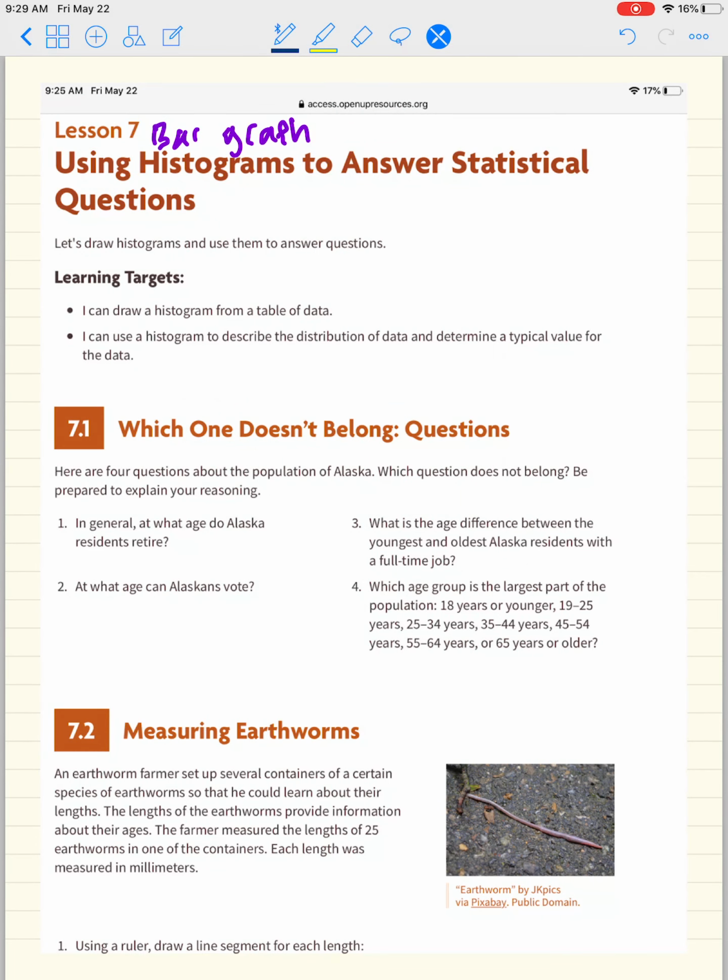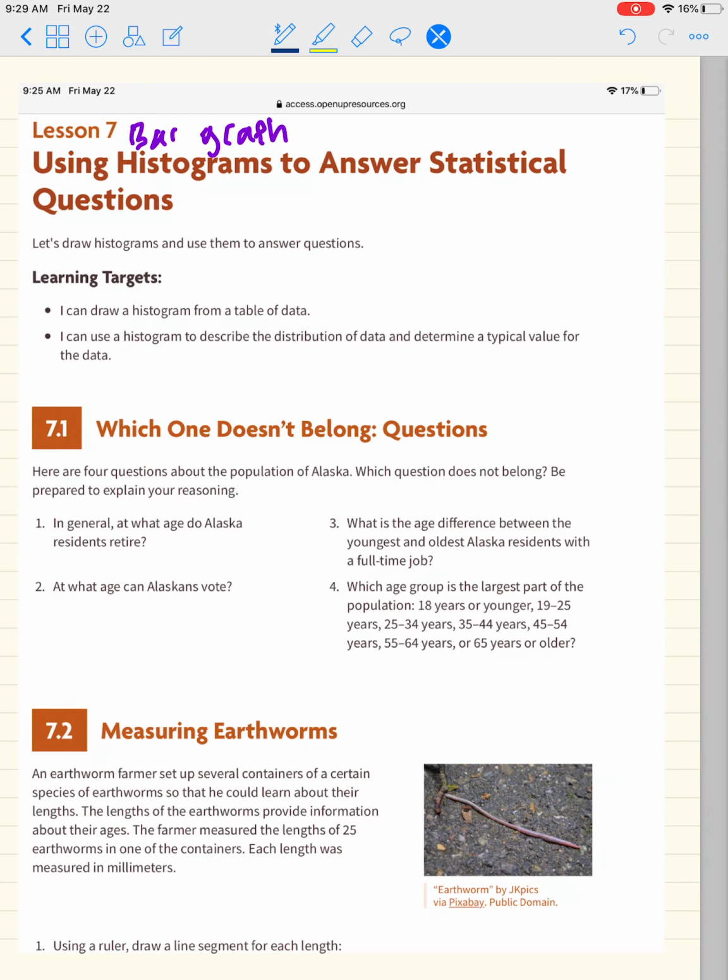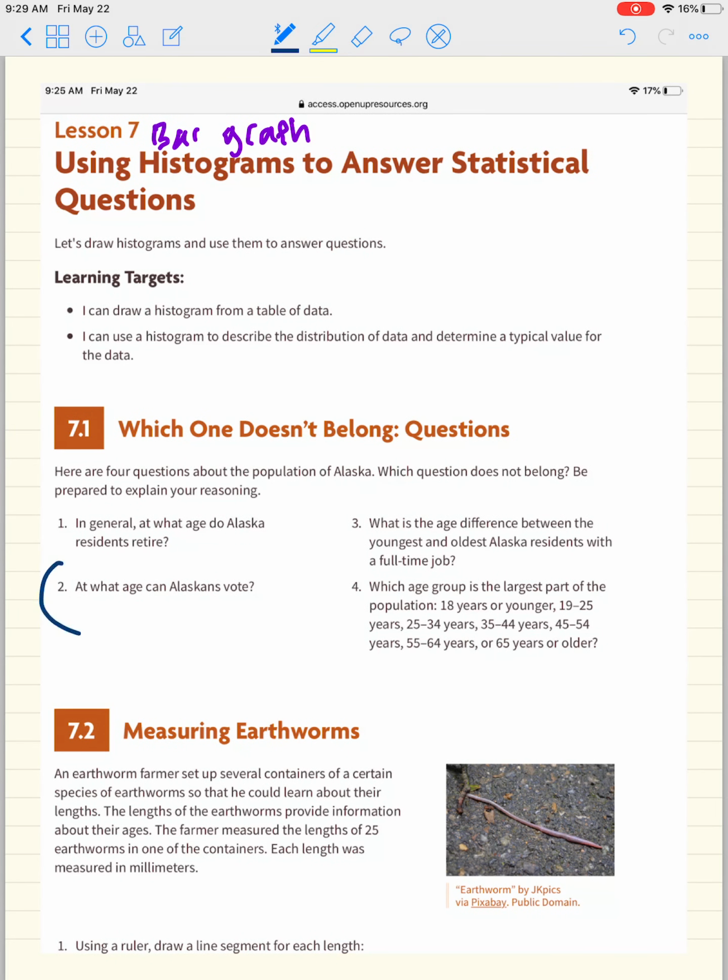Okay, so for this question, 3 of the 4 questions are going to give you data that has variability, meaning lots of different answers, and one of them does not. So the answer that you should have said doesn't belong should be number 2. Number 2 does not belong because likely that's going to be one answer. It's going to be something like 18 or 20.